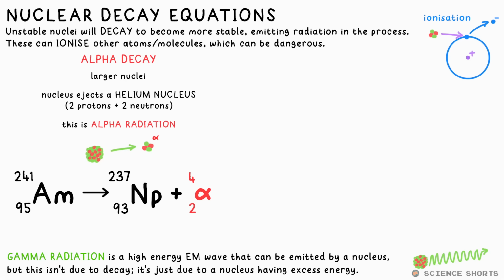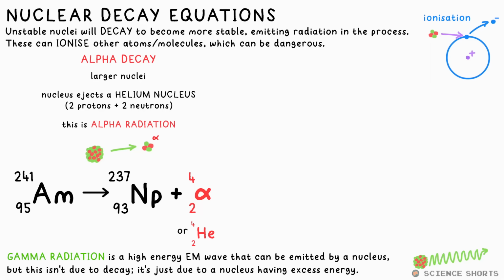Turns out that's now neptunium. You'll never have to remember these elements, you just need to worry about the numbers. It's just maths. 95 goes to 93 plus 2, and the mass is similar. 241 goes to 237 plus 4. There is actually a nucleus that has the numbers 2 and 4. It's a helium nucleus. That's what an alpha particle is.